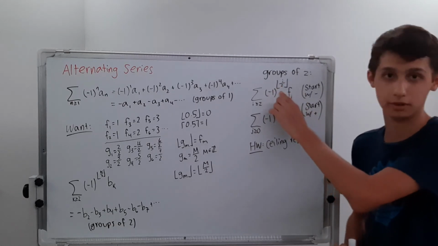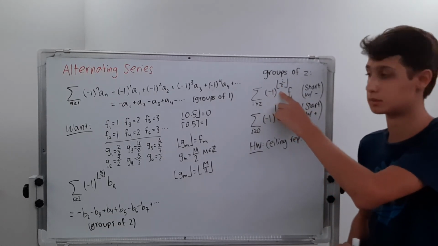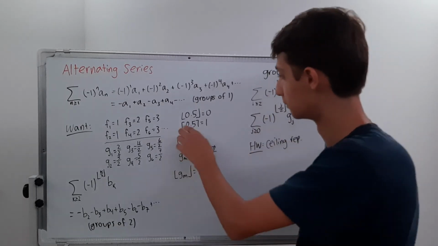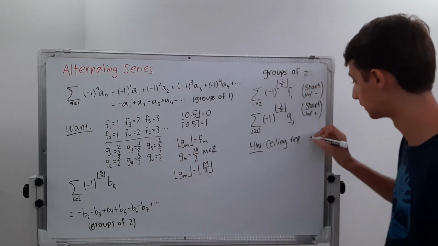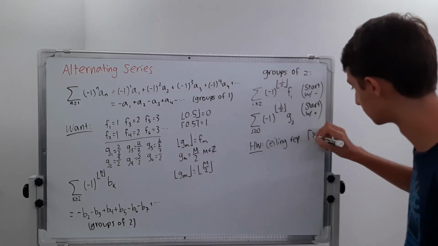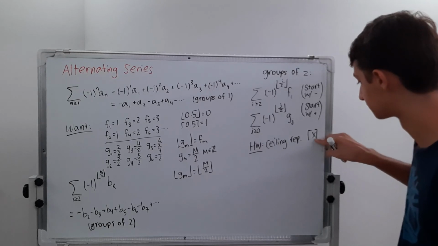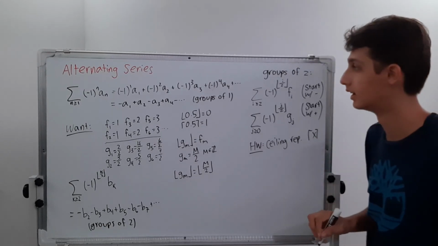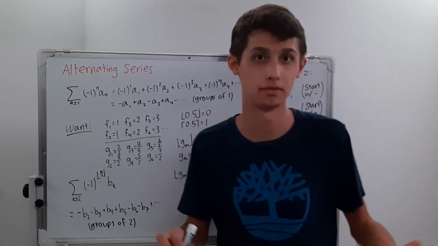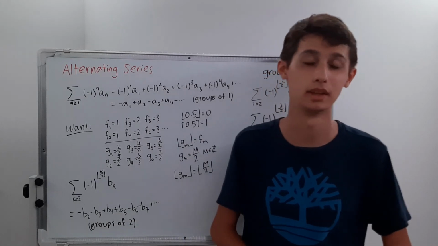I've used the floor function, and instead of the floor function, what if you had the ceiling function, which is this one? So basically, the ceiling would be like that. So how would you use that? So if you do have an answer, please leave it in the comments below.